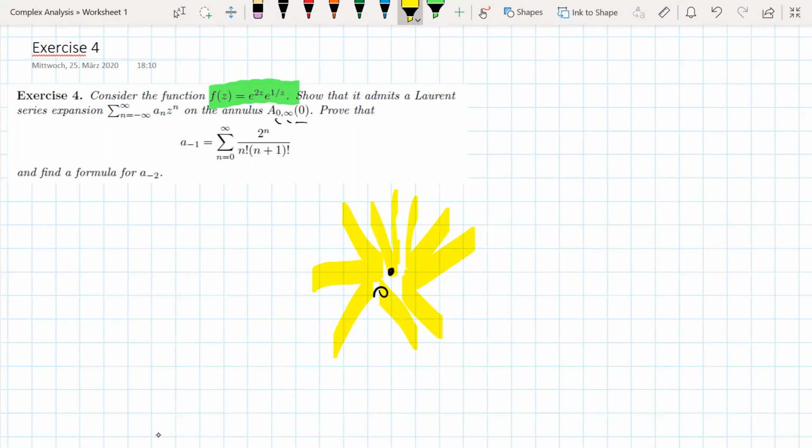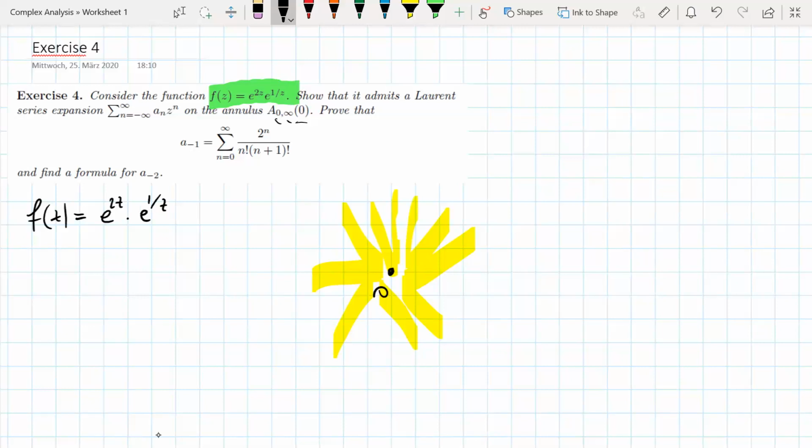We want to start by computing the coefficient a minus 1, so the coefficient corresponding to z to the minus 1. And then from this, we will also have an idea how to find the formula for a minus 2. So first of all, let's consider the function f of z equal to e to the 2z times e to the 1 over z.